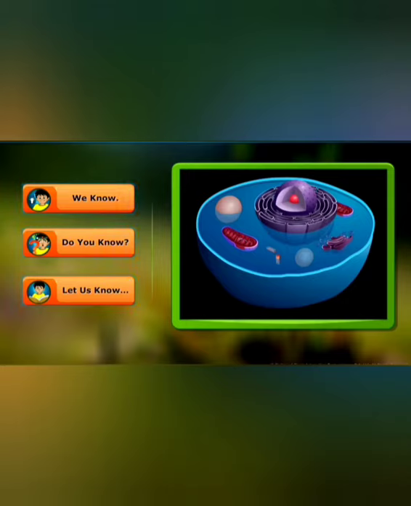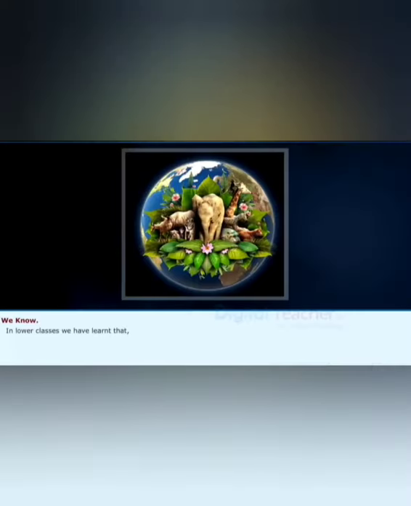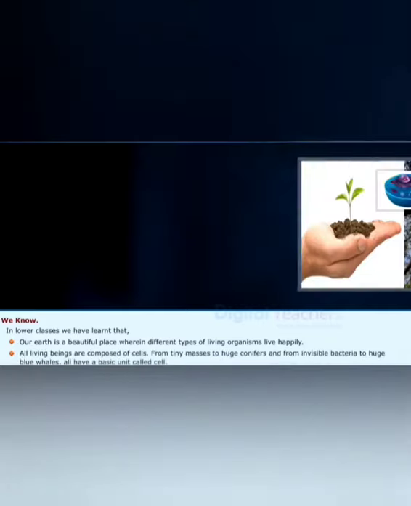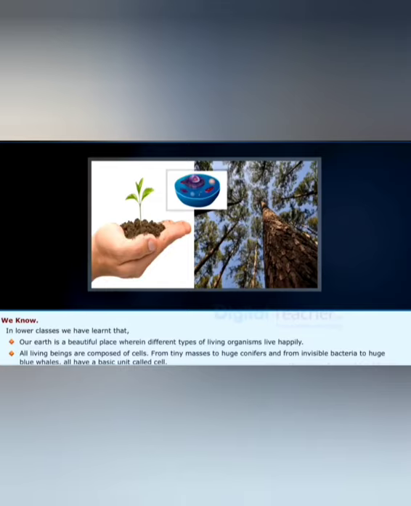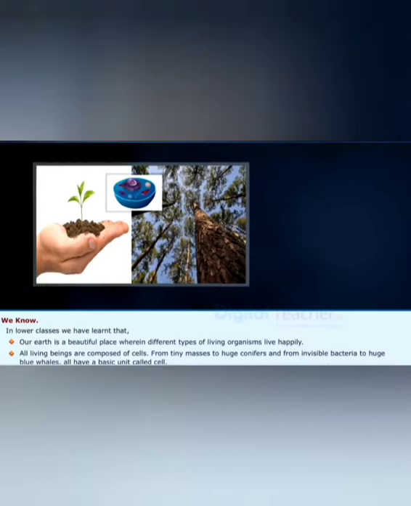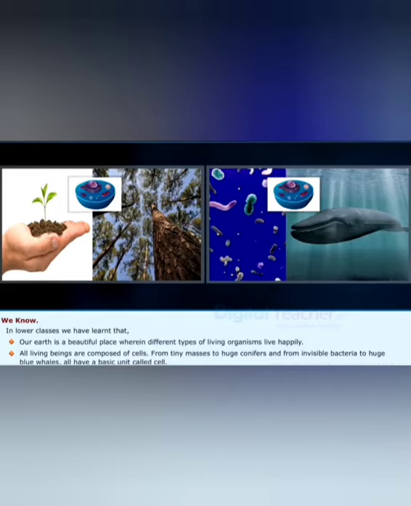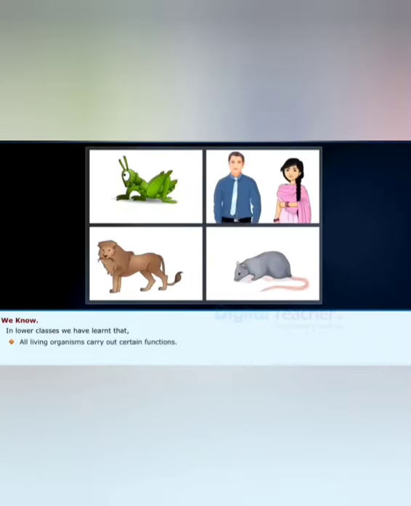Before entering into the chapter, follow the instructions shown on the screen. In lower classes, we have learned that our earth is a beautiful place wherein different types of living organisms live happily. All living beings are composed of cells, from tiny masses to huge conifers, and from invisible bacteria to huge blue whales. All have a basic unit called a cell. All living organisms carry out certain functions.